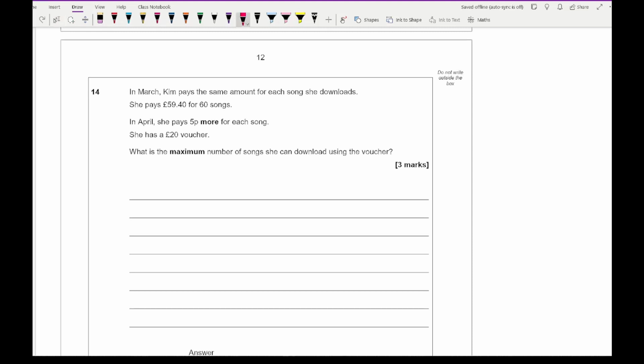So let's have a look at, first of all, how much one song costs. So one song costs £59.40 divided by 60, and if I type that into my calculator, I get an answer of 99 pence.